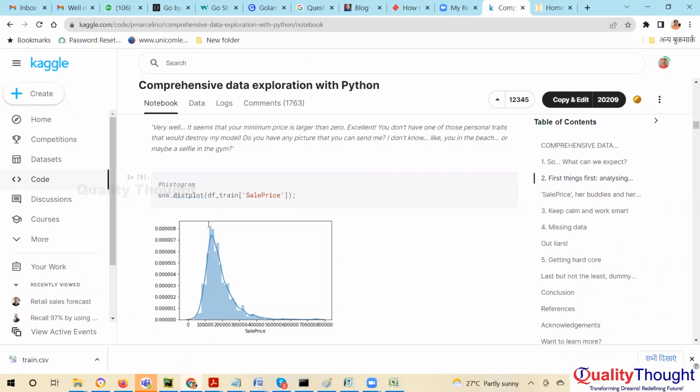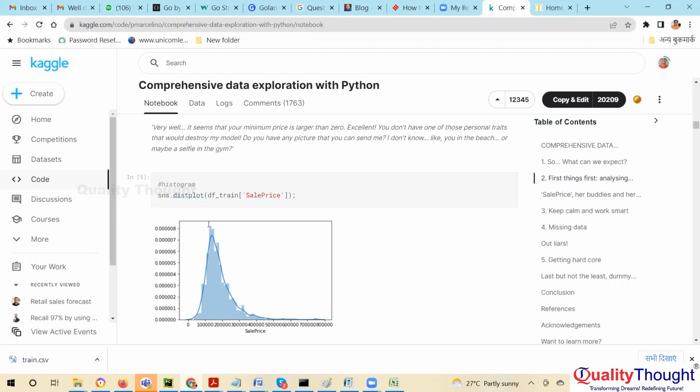Distribution plot is nothing but your histogram. In matplotlib it is called a histogram, and in Seaborn it is called a distribution plot. Sorry, histogram in matplotlib and distribution plot here in SNS. So it takes the data and it plots a bar graph.